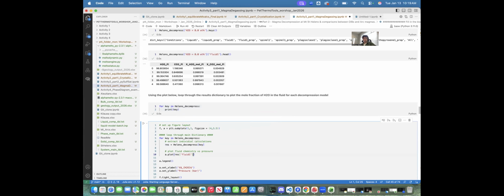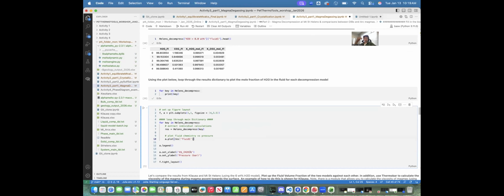So if everyone has a go doing that, and as I said here, I'm just focusing on the water mole fraction in this case. So have a go editing this code to see if you can plot the 4 different models, the mole fraction of water in the fluid for the 4 different models against each other using this code, and see if you can add a label to them as well.